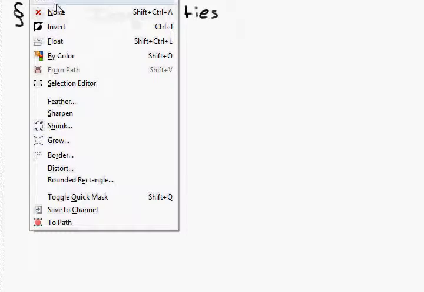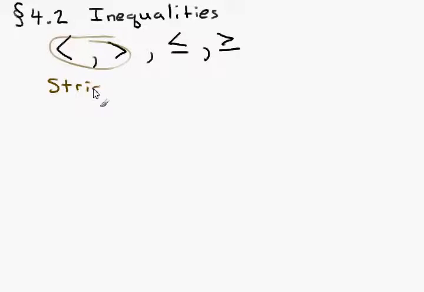In this video, section 4.2, Inequalities. Now, inequalities are relationships like less than, greater than, less than or equal to, greater than or equal to. These two are called the strict inequalities because the value is not allowed to be equal, whereas the other two, or equal to, these are called the weak inequalities.